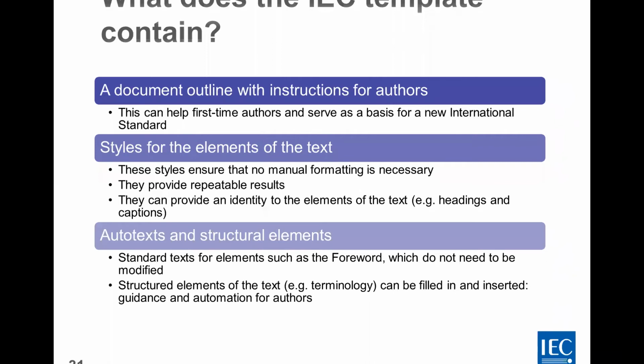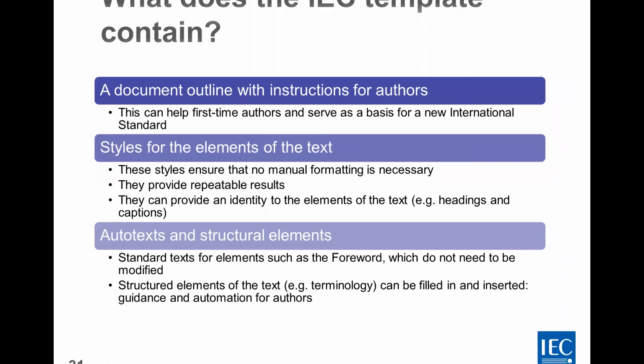We try to avoid manual formatting where we can, so that would be highlighting text, clicking on bold, clicking on italic. We have specific styles for all of these, and that's why the list of styles is so long. By using the styles, we ensure repeatable results and, as I said before, assign that identity to elements of the text, which is really key in what we do here.